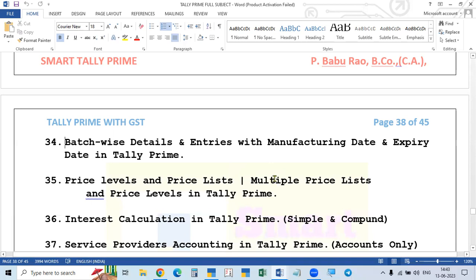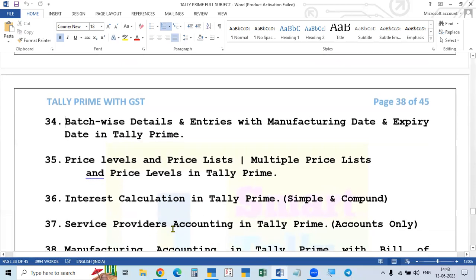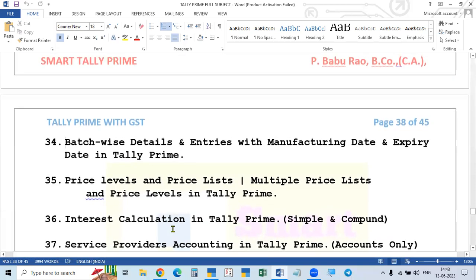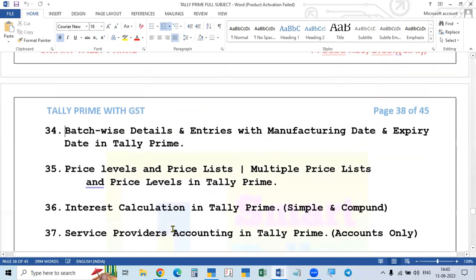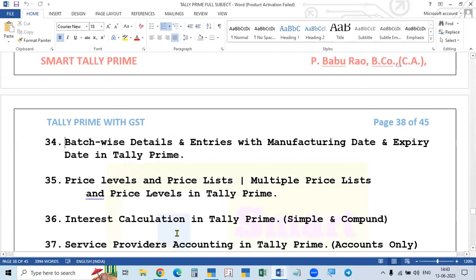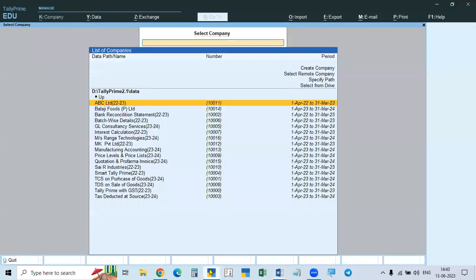So the traders, we completed. Now we are taking up the service providers, and how the service providers will record the transactions. In the next videos, we will go to manufacturing. So first we will go to the service providers. Here, I created a company called service providers.